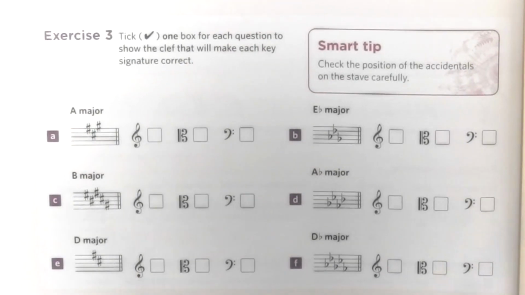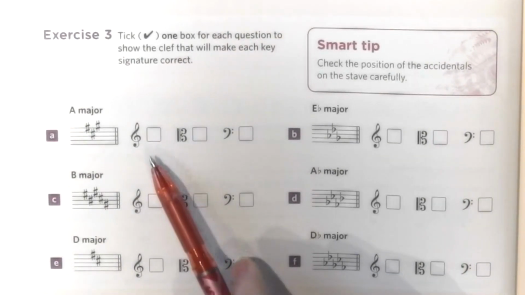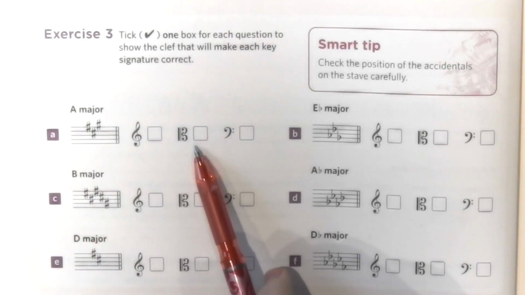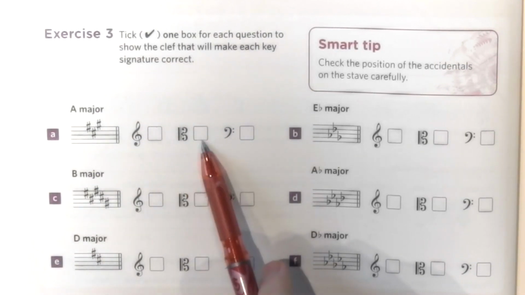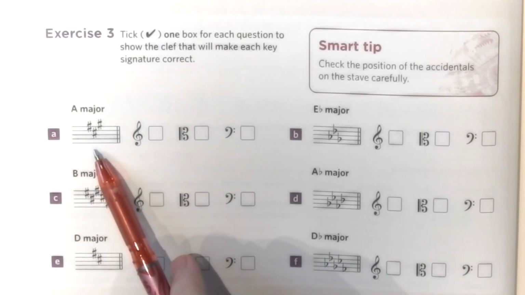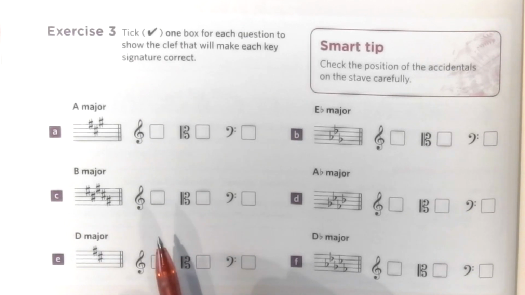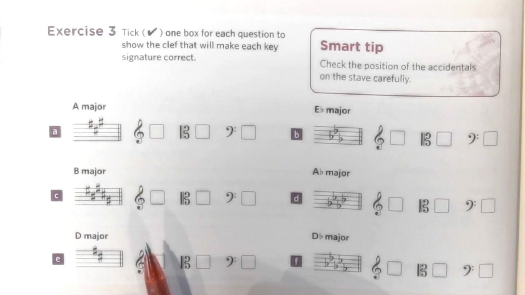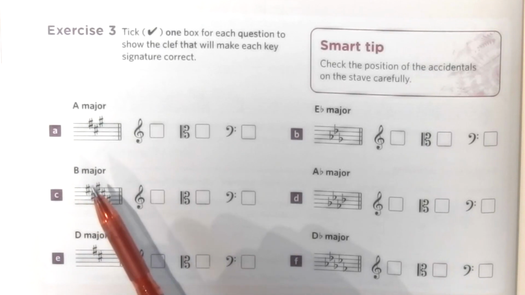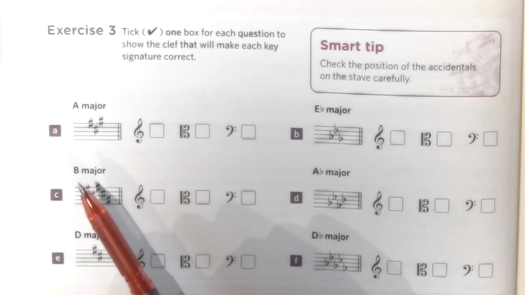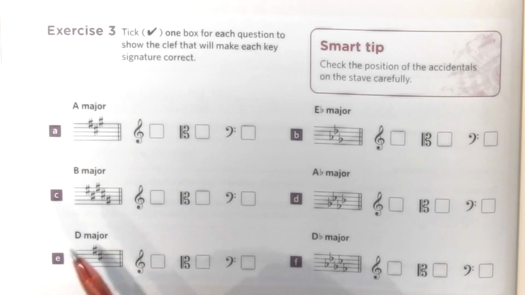In exercise 3, we need to tick the box that shows the right clef for the given key signature. To revise this, please watch my videos on key signatures, all of them. They include all you need to know about key signatures, orders of sharps and flats, and scales. It is very, very helpful, and you can find it in the link below this video.